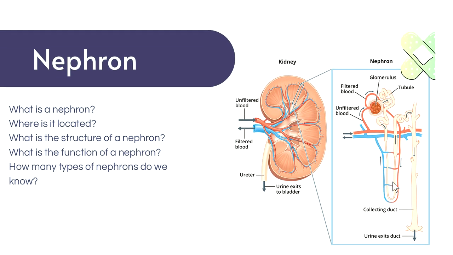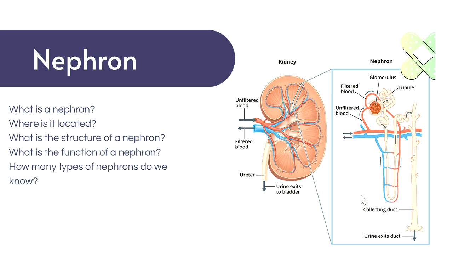The first thing which we're going to revise today is what a nephron is, where the nephron is located, what the structure of the nephron is, what the function of a nephron is, and how many types of nephron we know. Those are the most important five questions which we have to understand before we study pharmacology today. As I said, we're starting with the physiology, afterwards we're moving to the pathophysiology, and in the end we're understanding the pharmacological part of this topic.